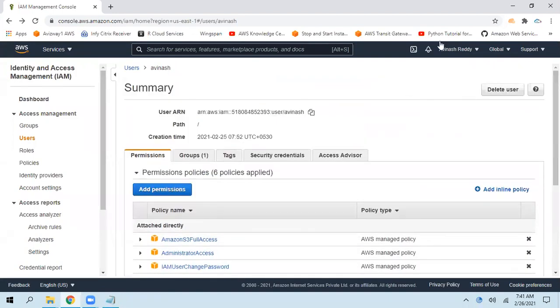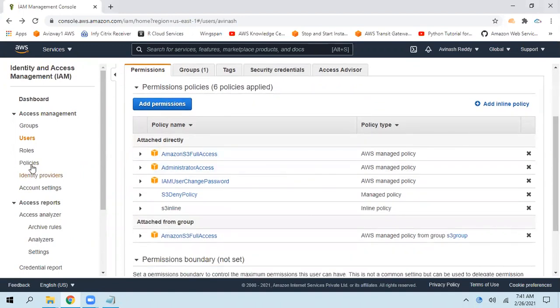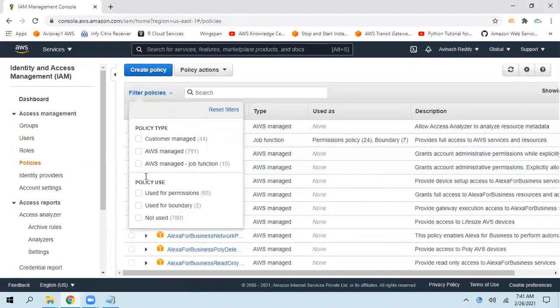Avinash, one small question. We can create inline policies, right? But we cannot reuse them. How can I track all the inline policies, what is available and so on? I got the same question in the chat box, so that's what I'm going to answer. We need to pick the user, but we don't have any option to filter these inline policies from here. We don't have that option.